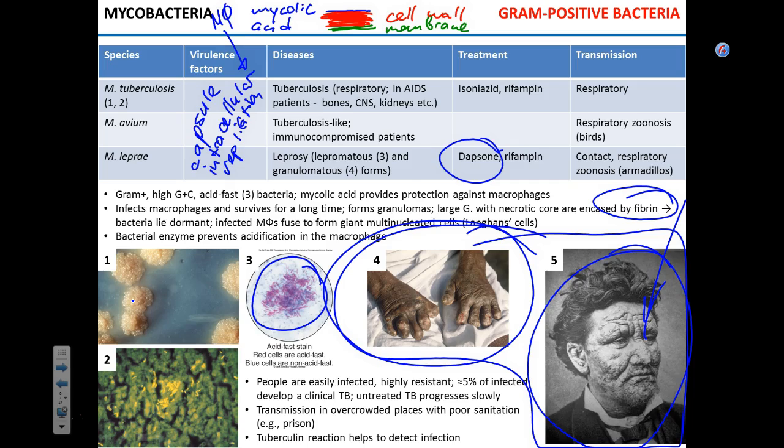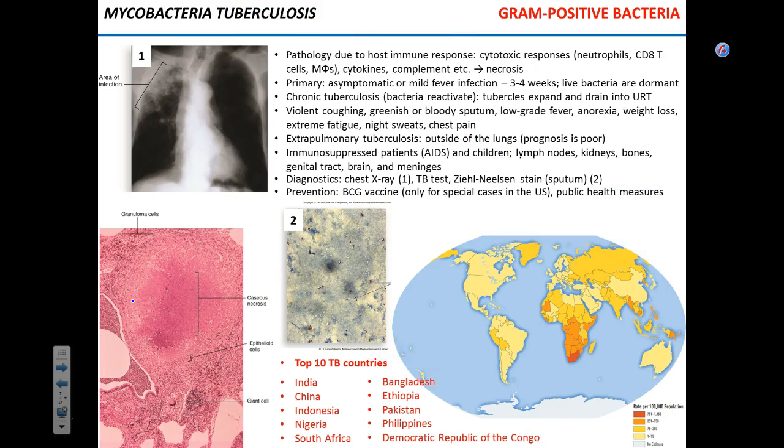So you can detect tuberculosis by tuberculin reaction. It's a hypersensitivity type 4, intradermal injection of tuberculin, which triggers the bump. Unfortunately, it does not differentiate between the vaccination, and I was vaccinated against tuberculosis when I was a kid, and actual disease. Major component of tuberculosis pathology is the host immune response, infiltration by cytotoxic cells and macrophages.